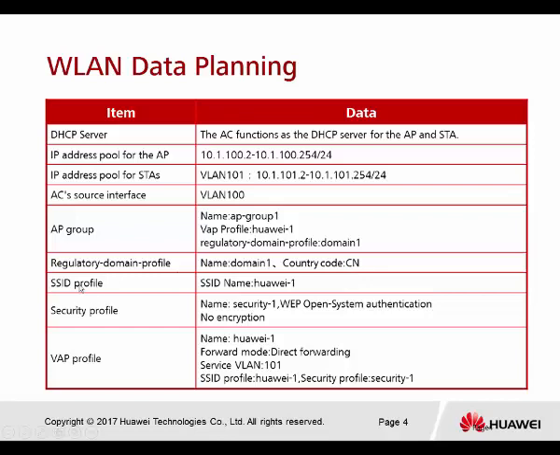The SSID will be the name broadcast out so all devices are able to view it. The name will be Huawei 1. For security, using security 1, this is just a profile name. And then for the authentication, if we're using open system authentication, that means no authentication at all. So those who try to connect to this SSID can associate directly after clicking on the SSID.